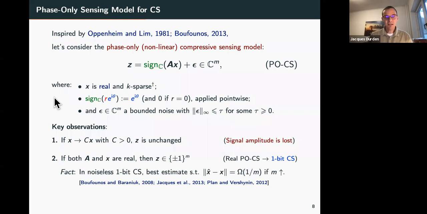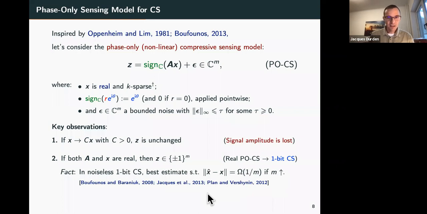Another observation is that in the context where both A and X are real, the sensing vector, which is nonlinearly obtained, becomes totally real, and it will only take two values, plus and minus 1. This is known in the literature as one-bit compressive sensing, for which there is somehow a negative result. There are positive results, of course, but the negative result I'm referring to is the fact that it's impossible to get an estimate of X with an error that will decay faster than 1 over m as m, the number of measurements, increases. This is known in the literature. So the question we will pursue in the following is whether or not the same lower bound holds in the context of phase-only compressive sensing.